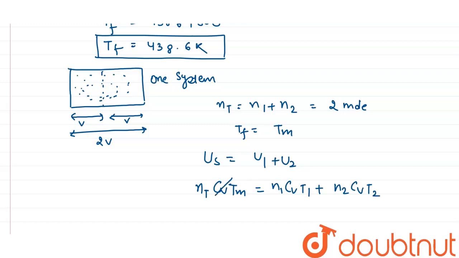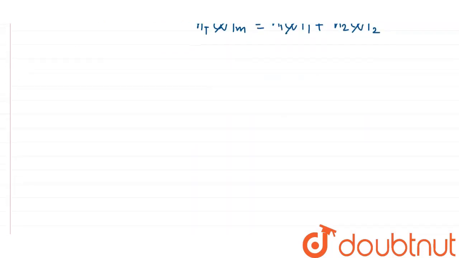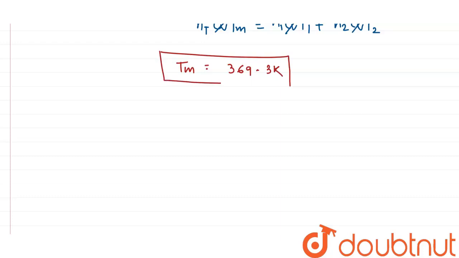Now Cv is common, so let's cancel it. Putting all the values given in the question, we get the value of Tm, which is 369.3 Kelvin. This is the temperature of the mixture after mixing the gases of both vessels. Now from the ideal gas equation, we have to find the final pressure after mixing the gases of both vessels.